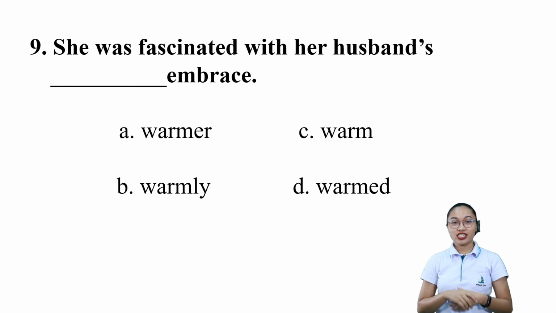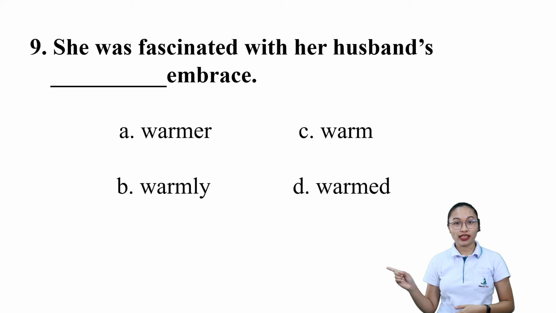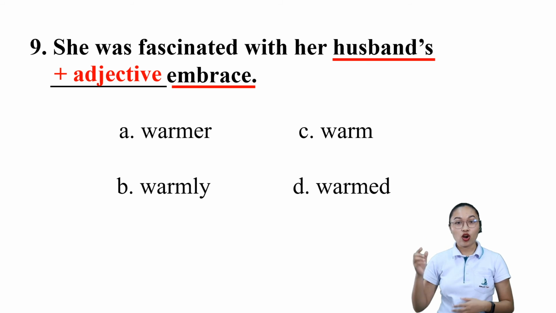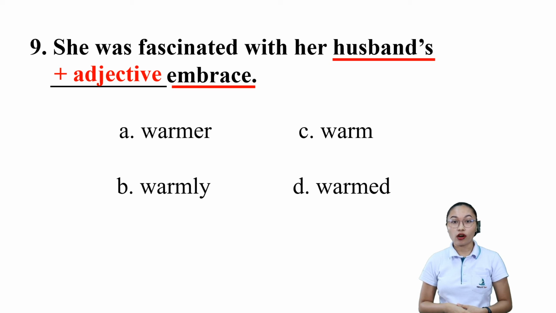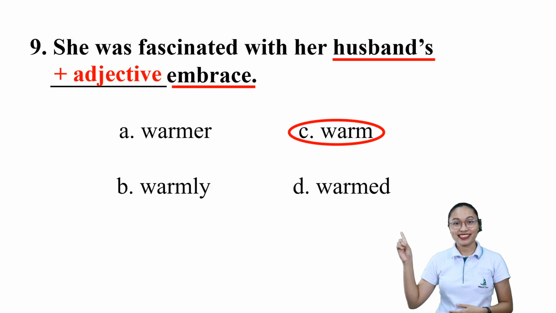Number 9. She was fascinated with her husband's blank embrace. A, warmer, B, warmly, C, warm, or D, warmed. Embrace in this context is a noun because of the word husband's. A word between two nouns is an adjective. Warmer is a comparative adjective. Warmly is an adverb. Warmed is the past tense of the verb warm, leaving us with letter C, warm.